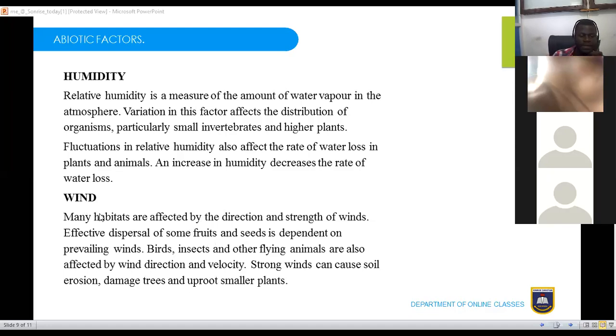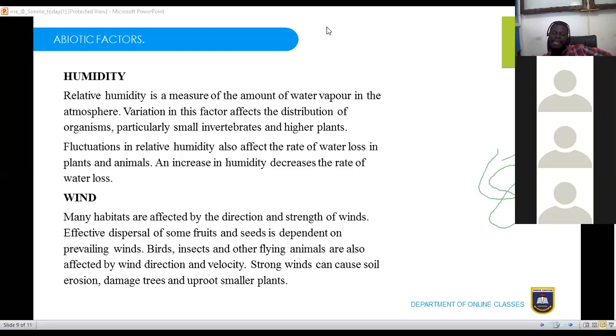Yes, sir. Let's look at the next factor, which is wind. Many habitats are affected by the direction and magnitude of winds, all right? Effective dispersal of some fruits and seeds depends on the prevailing winds. Dispersal is the distribution or scattering away of fruits and seeds from their parent plants. So wind plays a major role in scattering the fruits from the parent plants.